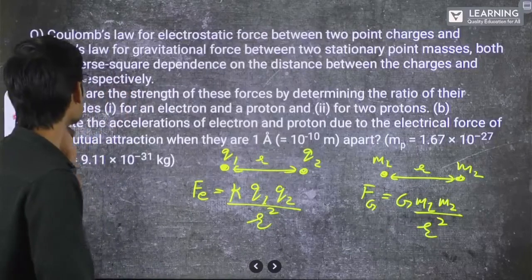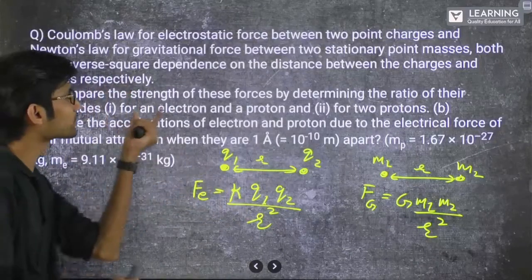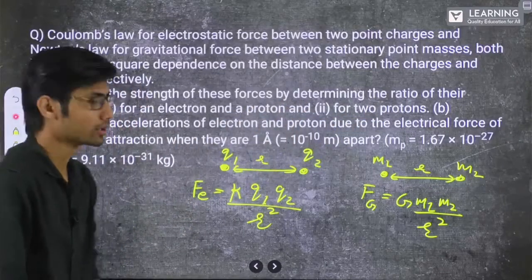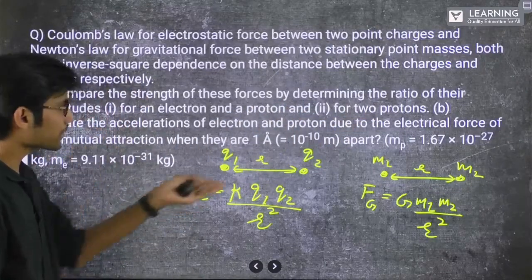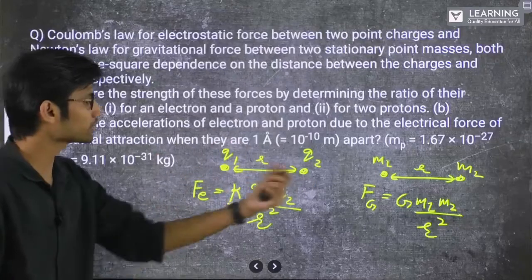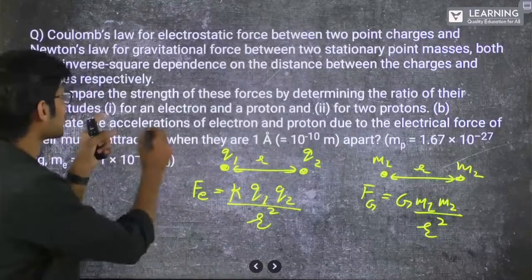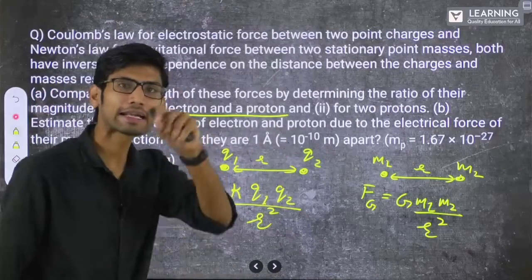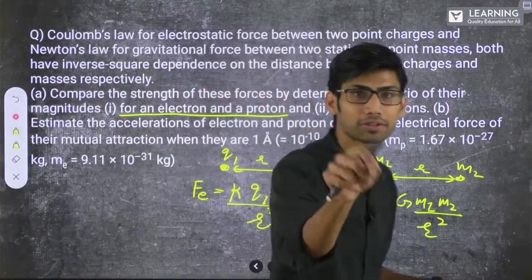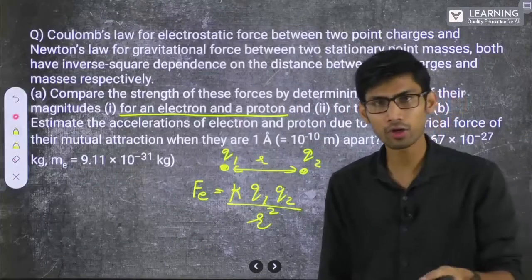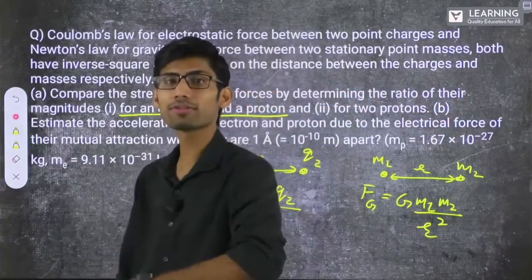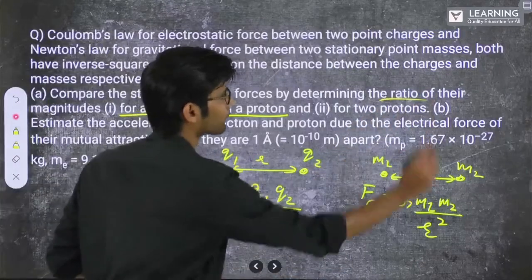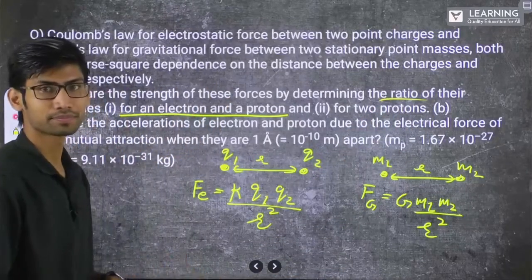So now what they are telling is, first part is compare the strength of these forces by determining the ratio of their magnitudes. So now we have to compare these both, electrostatic force and gravitational force. First part is for an electron and a proton. So for an electron and a proton, we have to find the electrostatic force between them. Along with that, we have to find the gravitational force between them, and we have to take the ratio of those forces. Fine. Let's start.